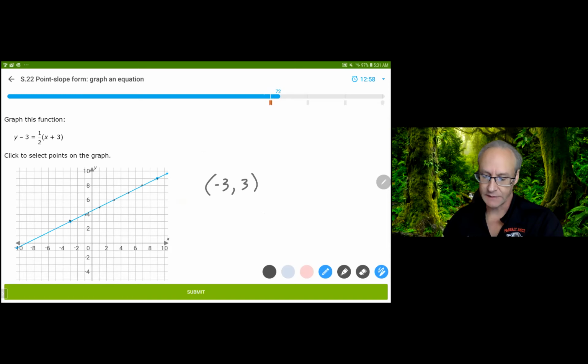And I can go backwards. I can go down 1 and back 2, down 1 and back 2, down 1 and back 2. Notice I've got a lot of points there, and it only took me a few seconds to find them all. This is a slope of 1/2. Some people insist on finding a table or something. Well, there they all are.